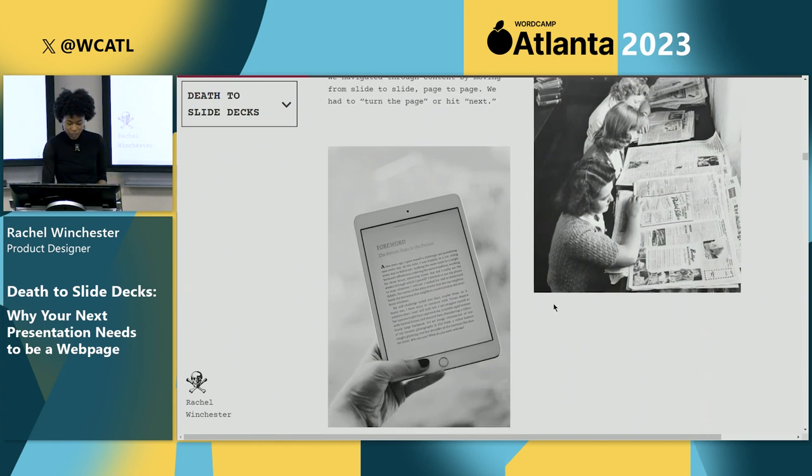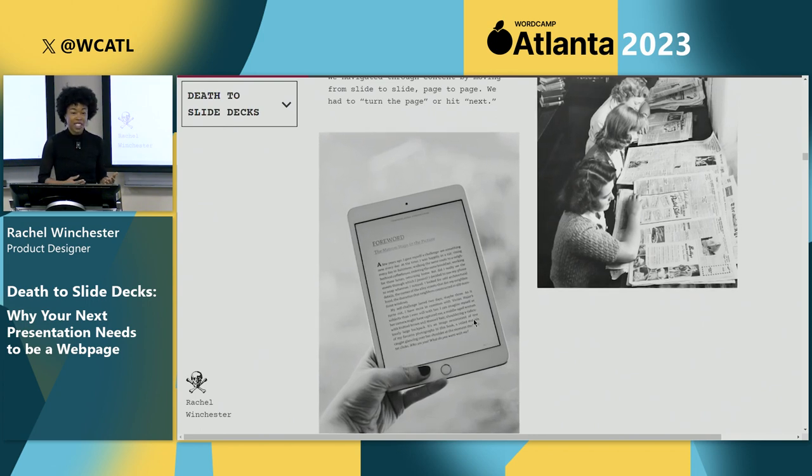But even fast forward to more modern times where we're using e-readers, it's still the same format. They just kind of take the same format of a page or a book and put it inside of a digital device. So with this e-reader, you probably have to swipe to turn the page or maybe click the button.